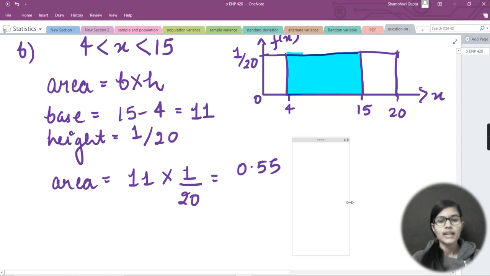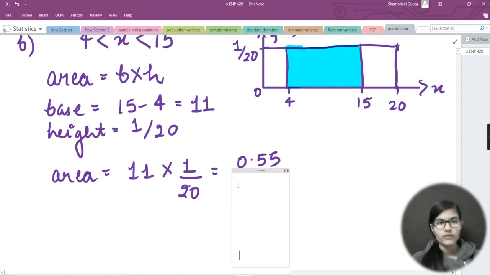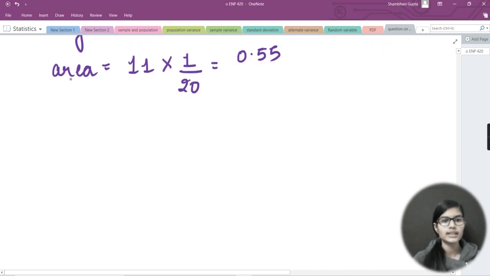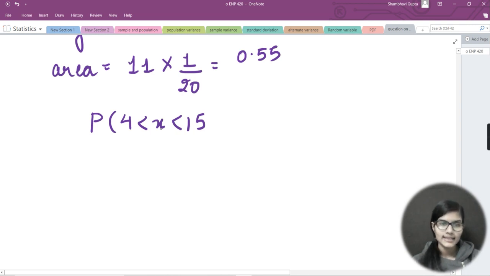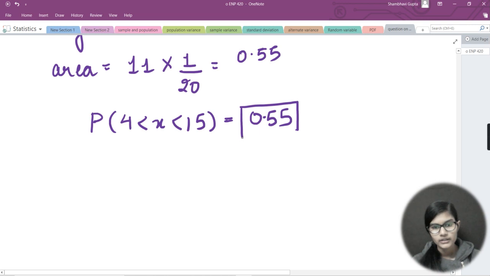Okay, so now the area which I am getting for the range of 4 to 15, the way I'm going to write it is the probability of x between 4 and 15. One more way: the probability when x is greater than 4 and less than 15 is 0.55. Okay, so this is the way we are going to write the things. So the probability for the area when x is between 4 and 15 is 0.55. Okay, so this was the thing, right?